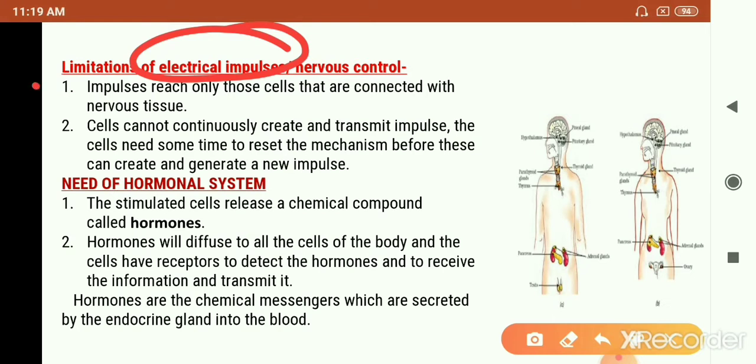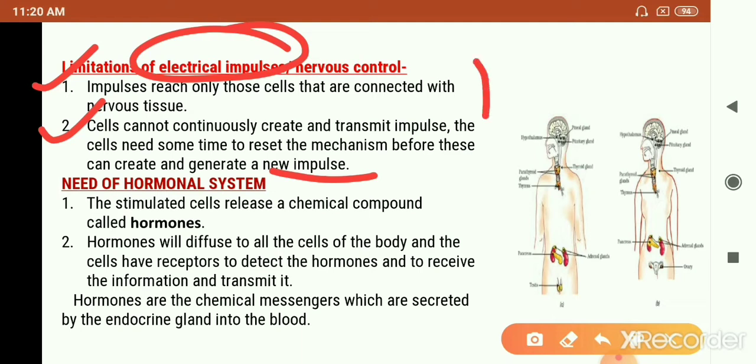The first limitation is that the nervous system can control only those cells of the body which are directly connected through nerve fibers. And remember that not all cells of our body are connected through nerve fibers. Another disadvantage is that once an electric impulse has been generated and transmitted by the nerve fiber, the nerve fiber has to reset its mechanism to generate and transmit another impulse. Right? That means the transmission cannot be continuous.